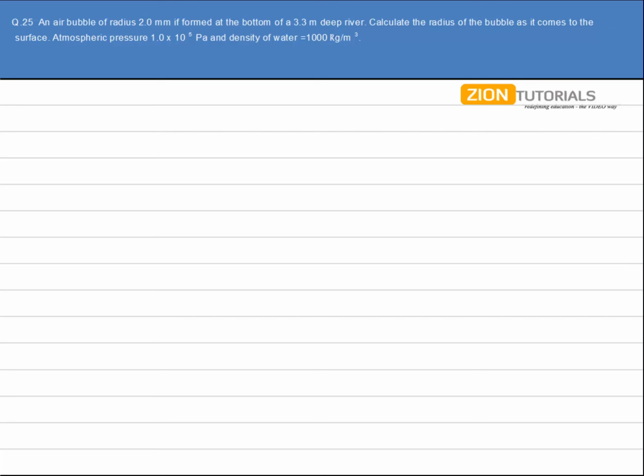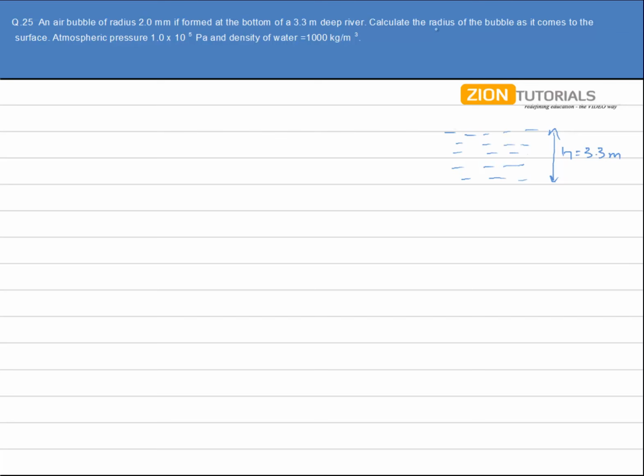So basically, this question is a combination of thermodynamics plus fluid dynamics. What will be the difference between the bottom of a deep river and the surface? Now, this is the river, and this is the height. It has a height of 3.3 meter, right? Now, what will be the difference?